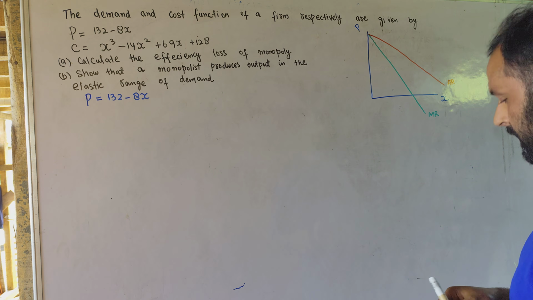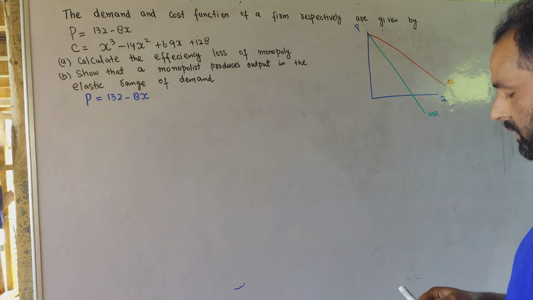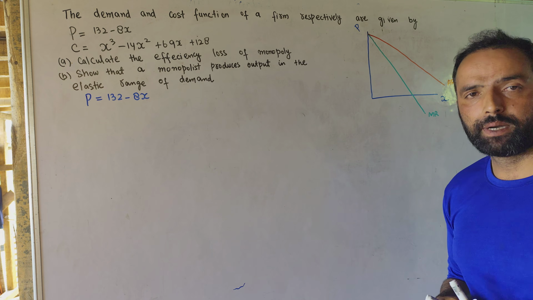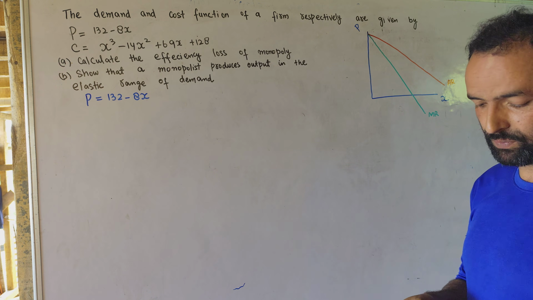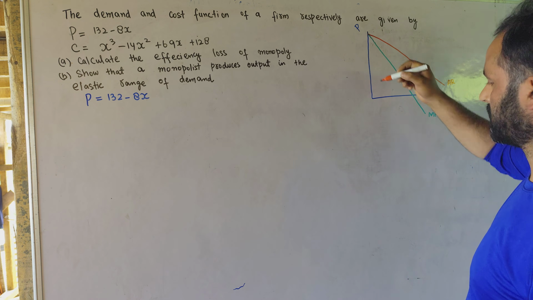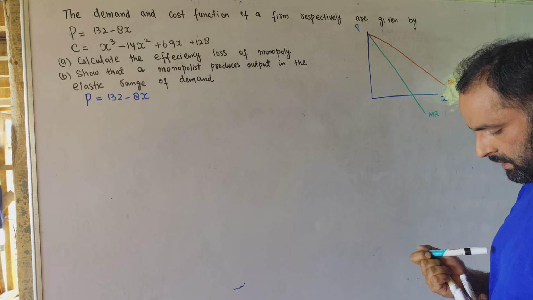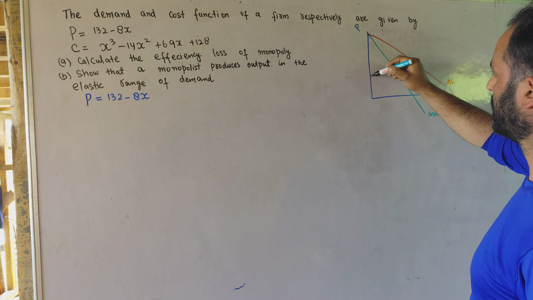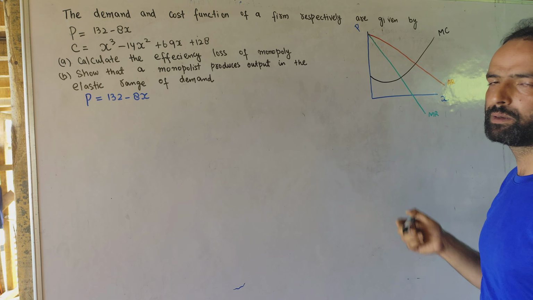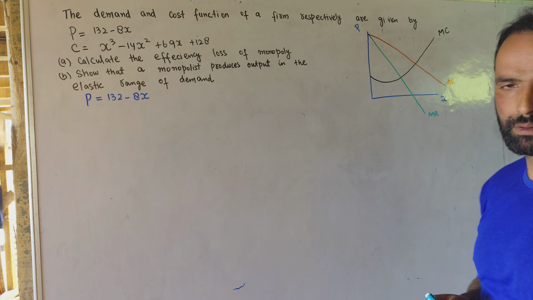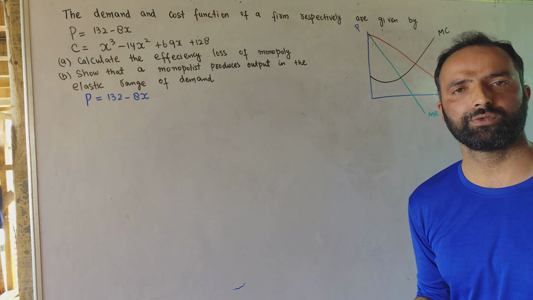Now in case of monopoly, you know that the profit is maximized when marginal revenue and marginal cost functions intersect with each other. So let's draw the marginal cost function here with another color. So this is our marginal cost function. Remember, I have not drawn it in the form of a linear function. The reason you will find out in this video.